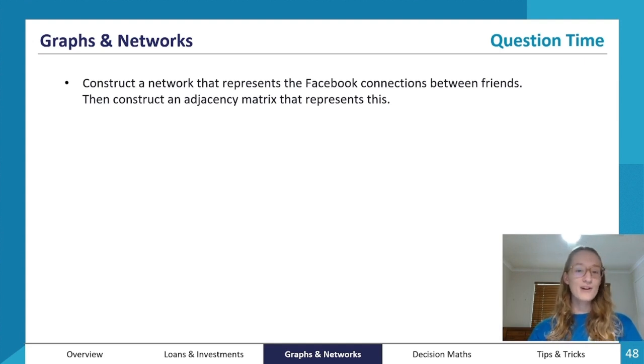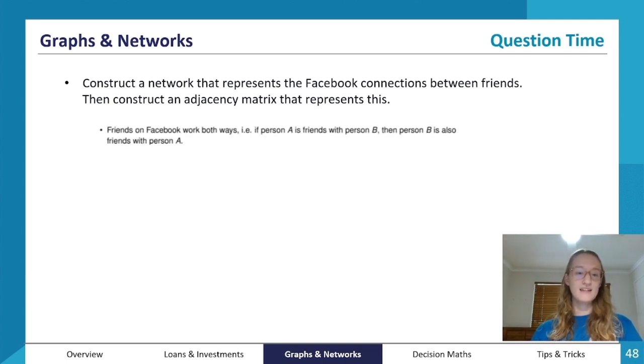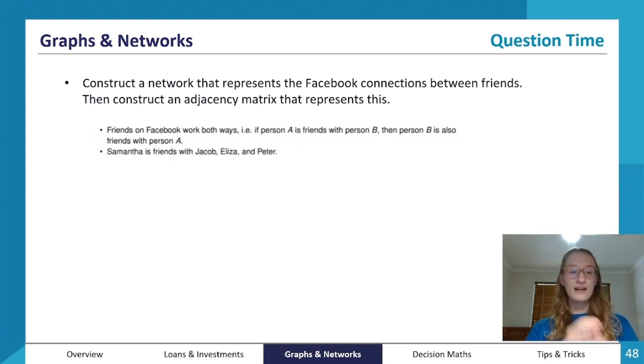So, construct a network that represents the Facebook connections between friends and then construct an adjacency matrix to represent this. First we're told that friends on Facebook work both ways. So if person A is friends with person B, then person B by default is friends with person A. That tells us that we do not need a directed graph because the connections go both ways. Whereas if we were talking about Instagram, for example, we would be using a directed graph because we would say, well, they follow them, but do they follow them back? So we'd end up with that directed graph. But here we're talking about the both way connections.